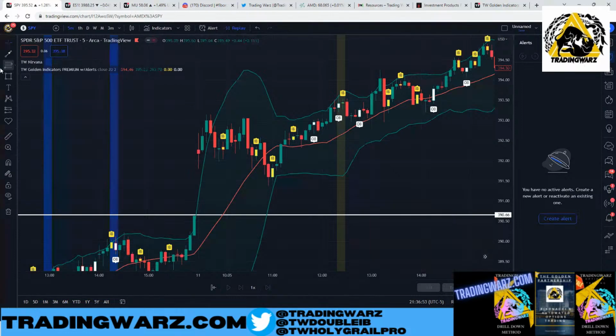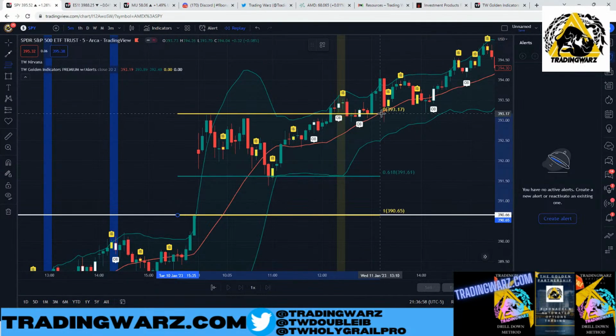And another thing here that I like to use is the gap fill strat. So this is one of my old school strats. We go low to high right here. You could see that lined up on the 618 on the gap as well. So that trade was an A plus.